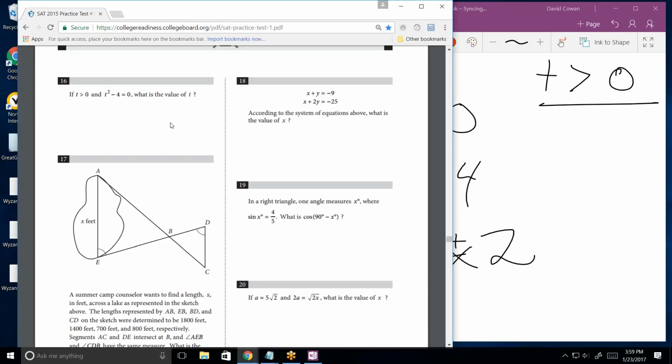All right, let's stop there, and I'll make a note that we got through 16. Doing SAT is going to be really valuable to you.